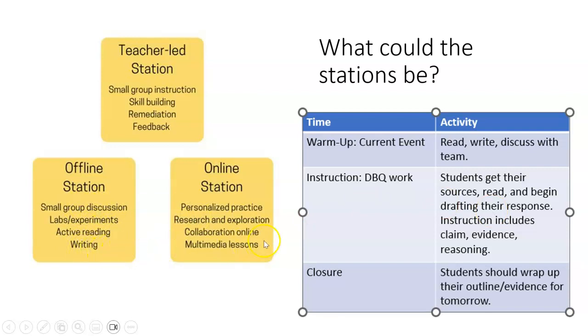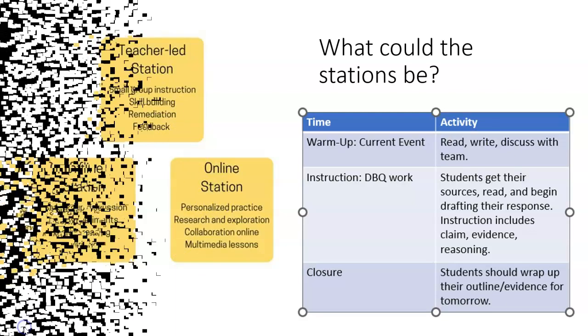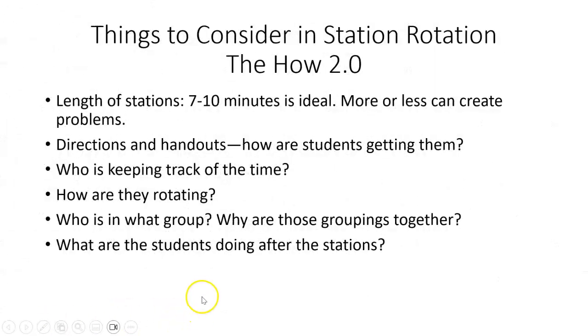So again, the message here is that there are some lessons that really do translate very well into a station rotation model, while others just don't. So the challenge is to find the ways to fit them in. As you are stepping forward into this practice, there are just a few things for you to keep in mind with the how. Tried and true practice, length of stations, 7 to 10 minutes is the sweet spot. More or less time creates a whole host of issues. So you want to aim for that 7 to 10 minute window.